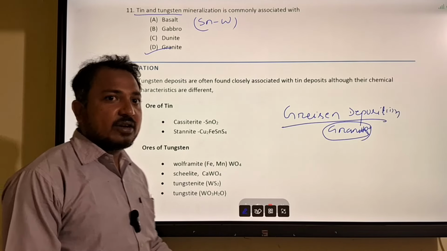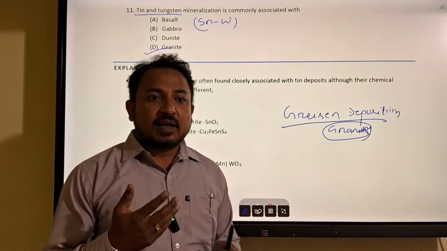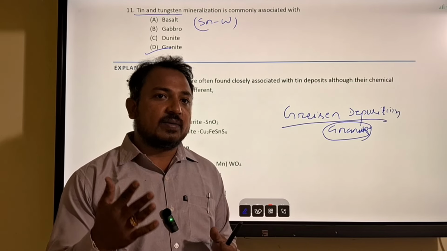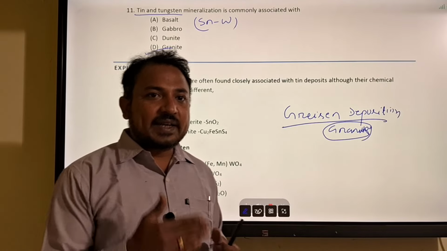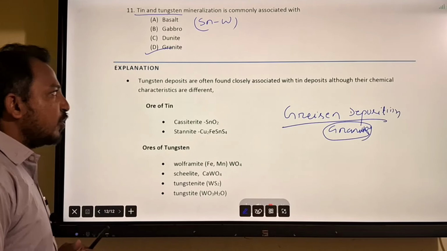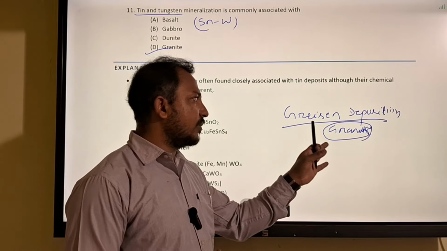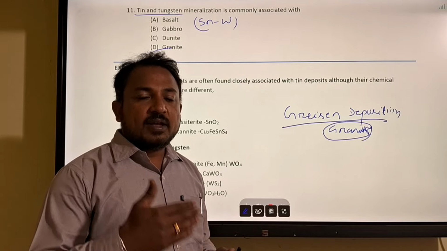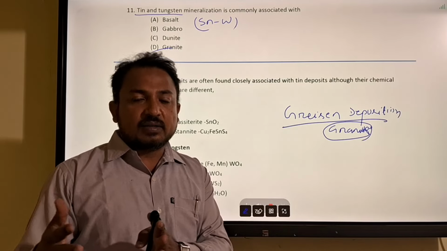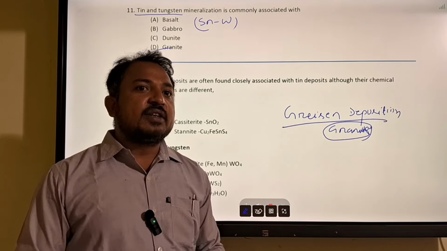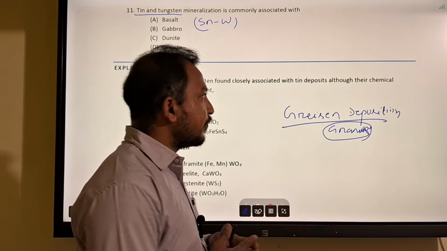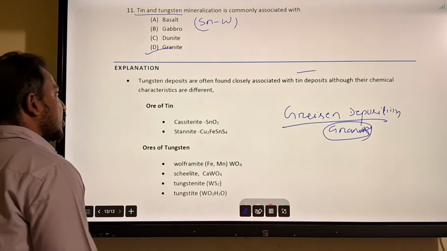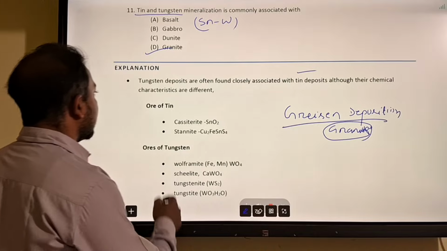Always remember, tin tungsten is deposited by the partial melting of granite, then with high or extreme fractionation conditions, they give deposition of SnW. We don't have much time to explain the whole Greisen deposition, but remember, with gradual fractionation, the residual melt gets more enriched in tin and tungsten. That is the main process here. Tungsten deposits are often found closely associated with tin deposits, though they have different chemical characteristics.